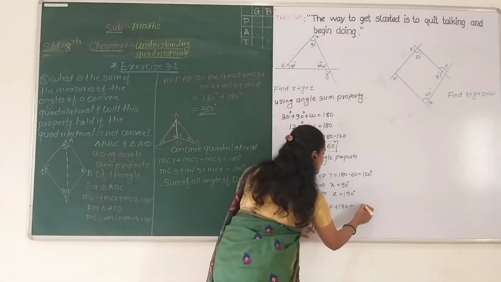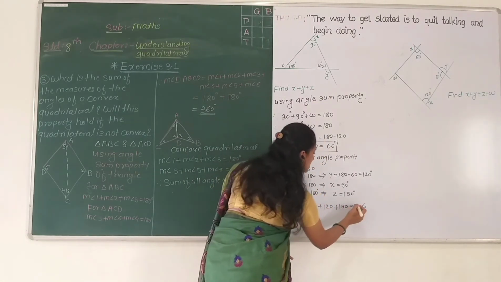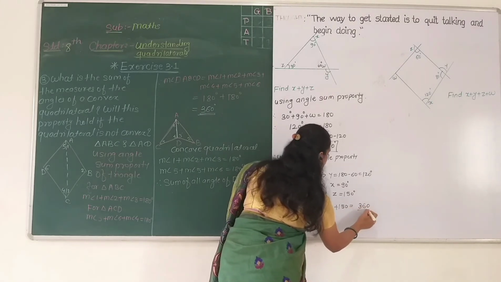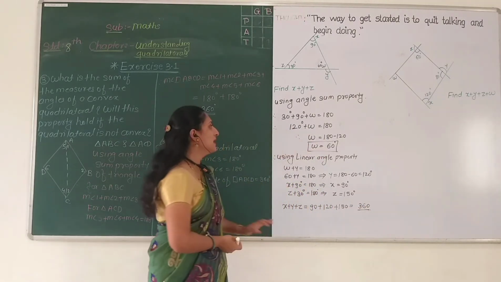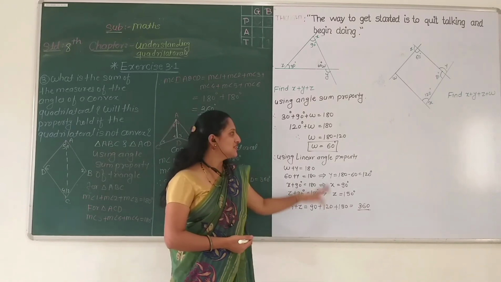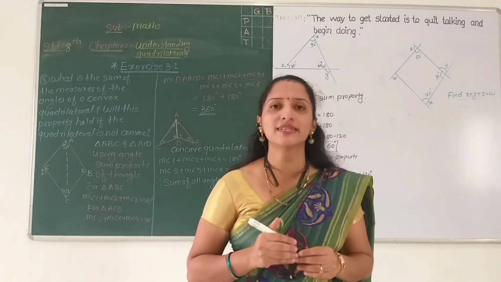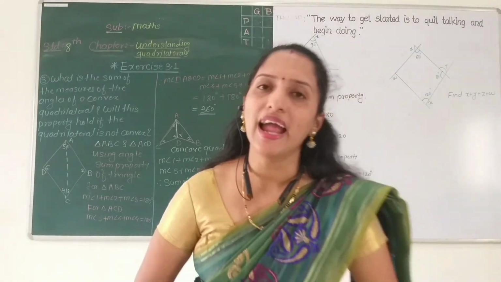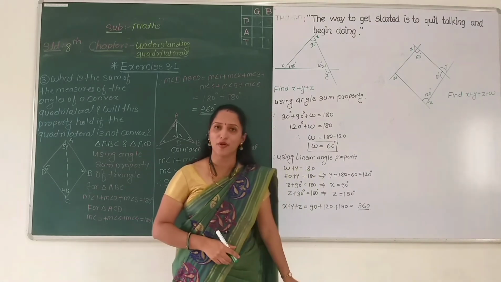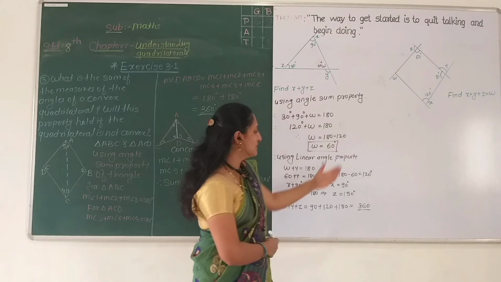16. Right? 16. And here 1 plus 1 is 2, and the carry one makes 3. That is 360. Okay. So we get the value of x plus y plus z is equal to 360. So it is quite easy. Here we use two properties. Which properties? Angle sum property and linear angle property. Also, the second example is the same as the first one.